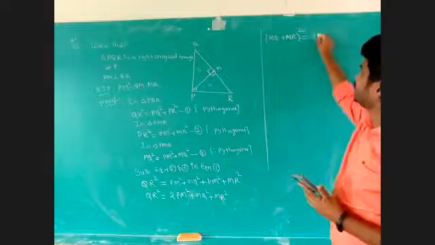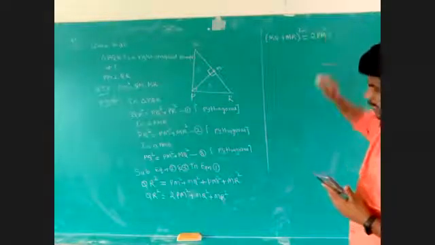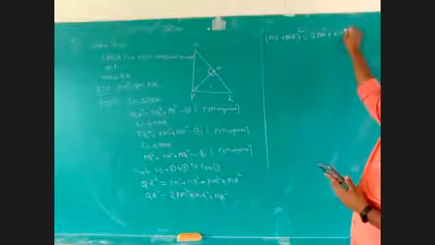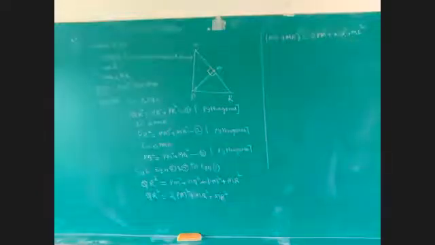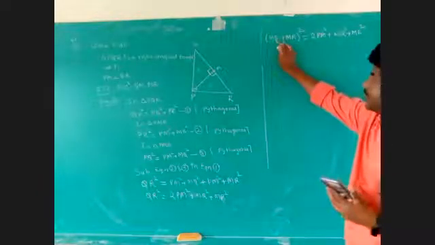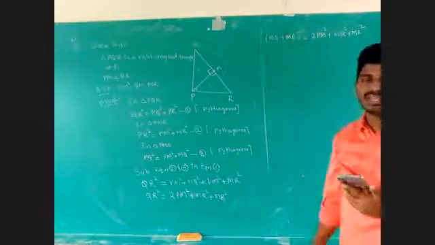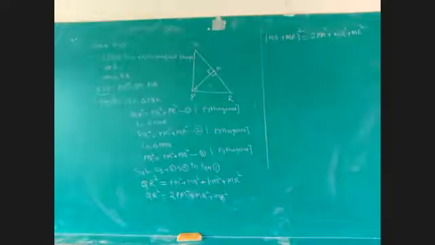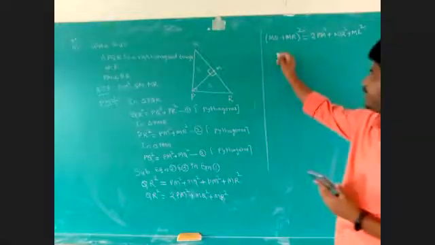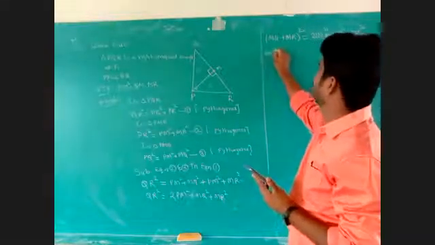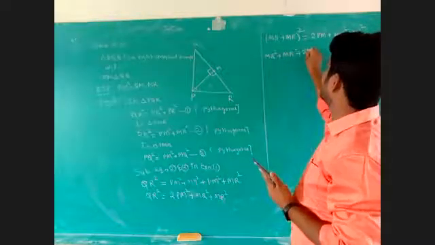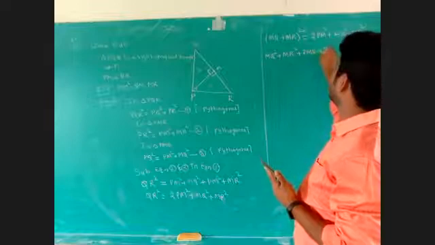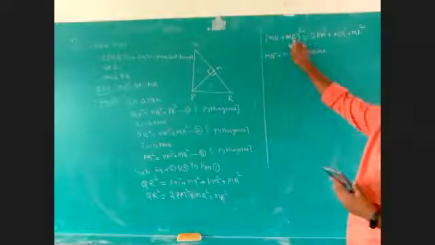As it is, 2PM square plus MQ square plus MR square. Now the left side is in the form of (A plus B) whole square. The formula for (A plus B) whole square is A square plus B square plus 2AB. A square means MQ square, B square means MR square, and 2AB means 2 into MQ into MR.